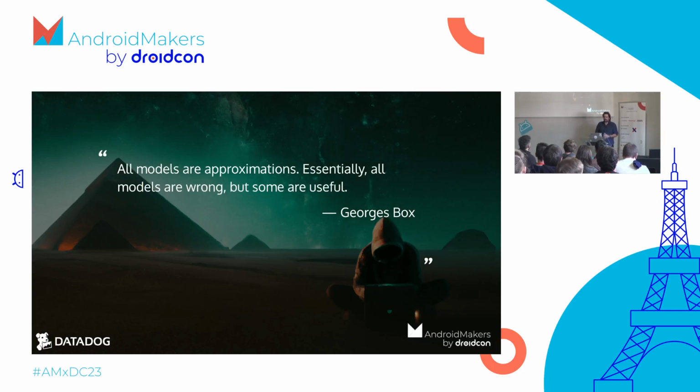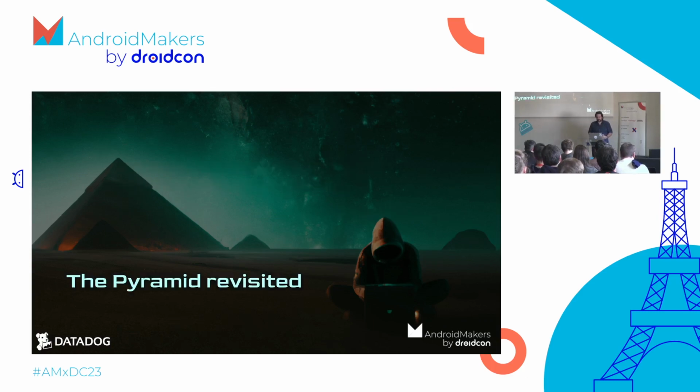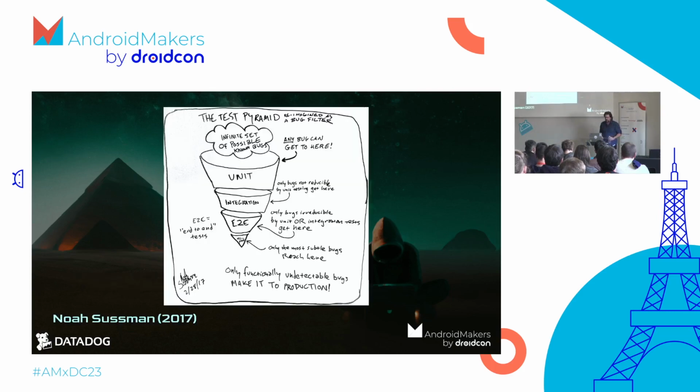One of the quotes that I really like is by George Box: all models are approximations. Essentially, all models are wrong, but some are useful. So we're going to see what's useful about the test pyramid, and we're going to look at how we can improve it. I'm not the first person to revisit the test pyramid. There have been a lot of blog posts and articles about that. We're going to see some of them, and we're going to see what we can take out of this.